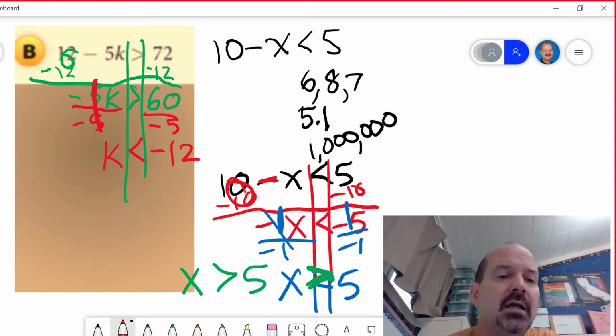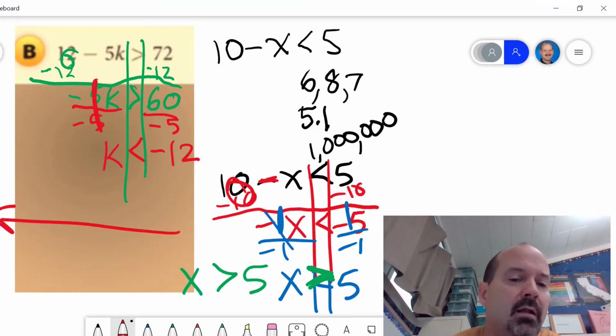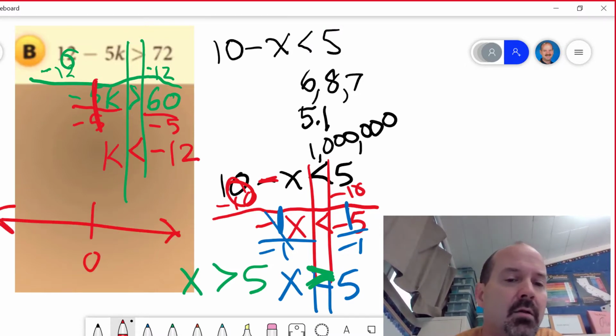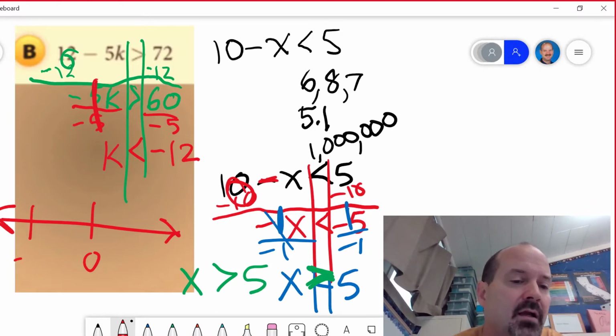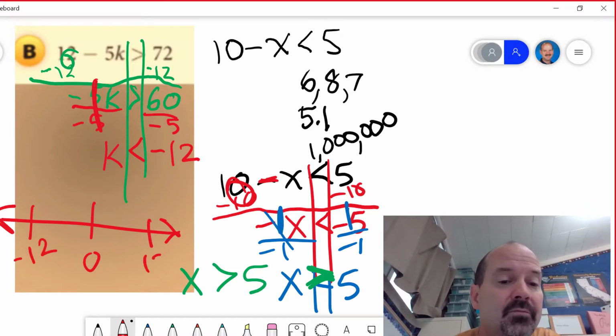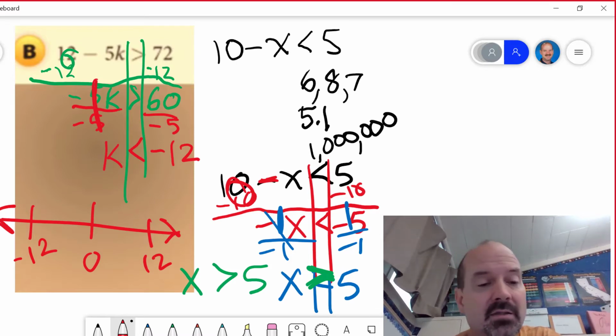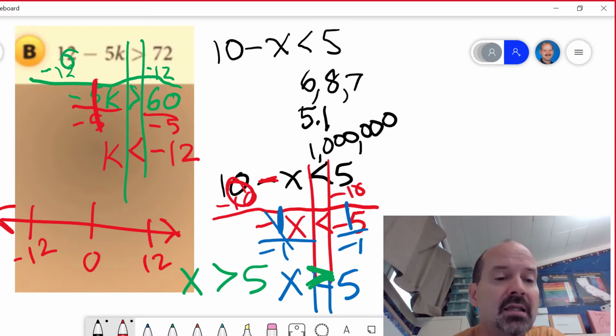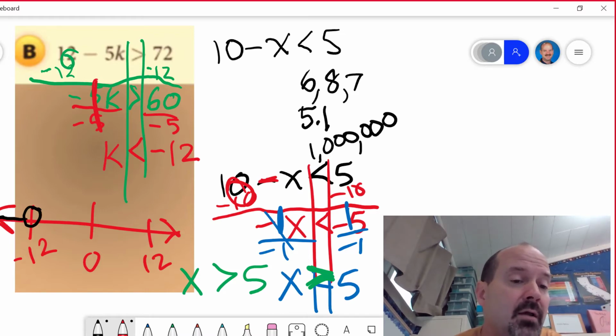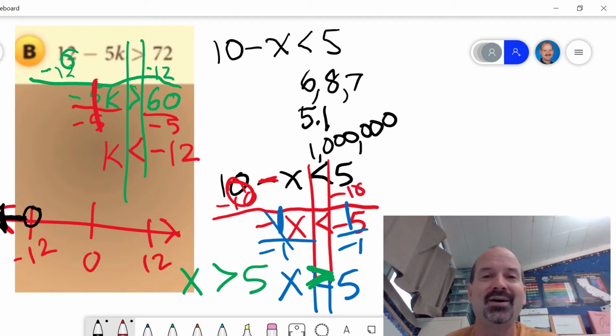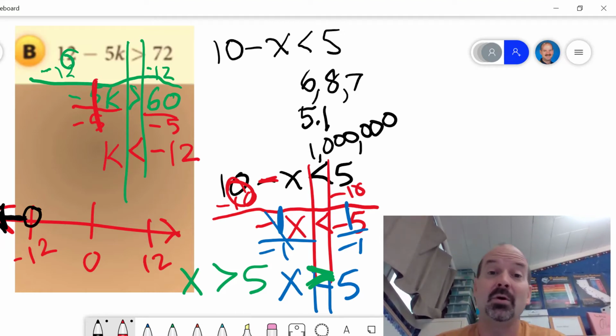And what does that look like on a graph? Well, you put the 0 in the middle. Negative 12 is up over here, negative 12. You could also put positive 12 if you want to. I mean, just to show balance. You don't have to, though. And then at the negative 12, I'm going to put a donut or an open circle, and I'm going to go this way. Okay? And that's how you solve one when you have to multiply or divide by a negative.